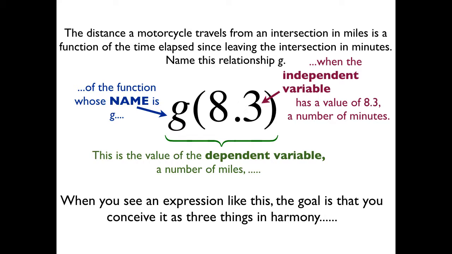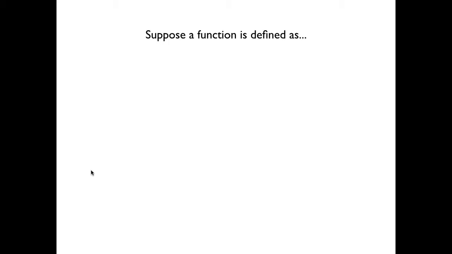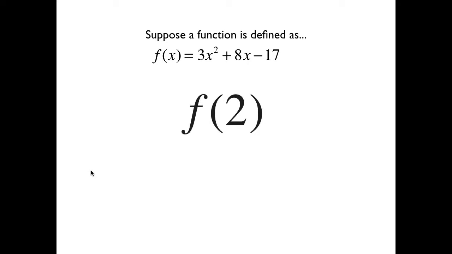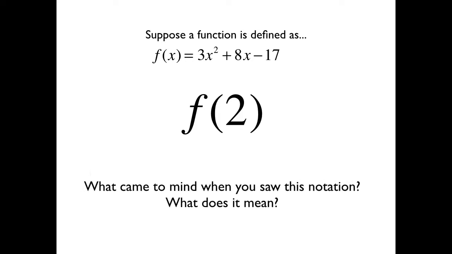So what if I do have something that looks like this? This looks like something you've seen in a lot of algebra books. F of x equals 3x squared plus 8x minus 17. If I say f of 2, what does this mean?